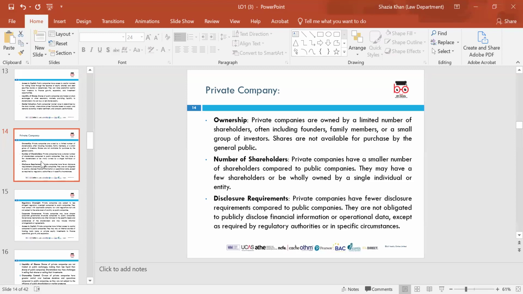The disclosure requirements are that private companies have fewer disclosure requirements compared to public companies. They are not obligated to publicly disclose financial information or operational data, except as required by regulatory authorities or in specific circumstances.